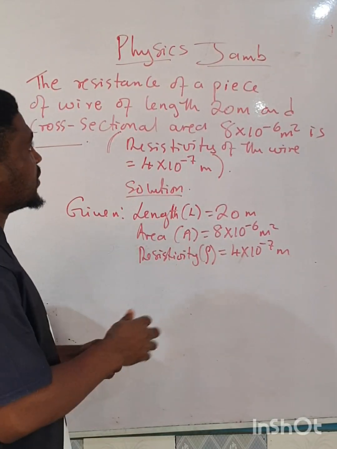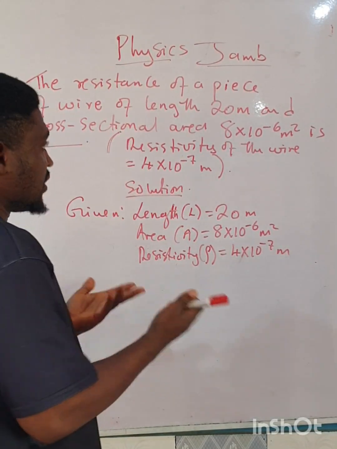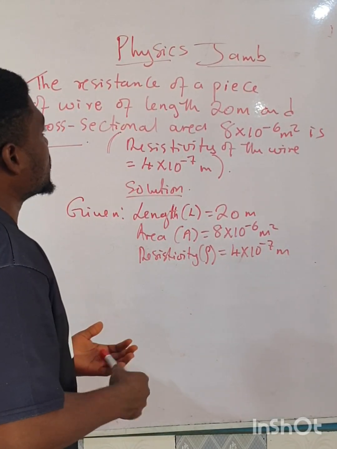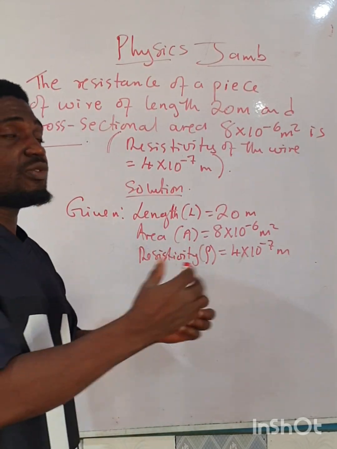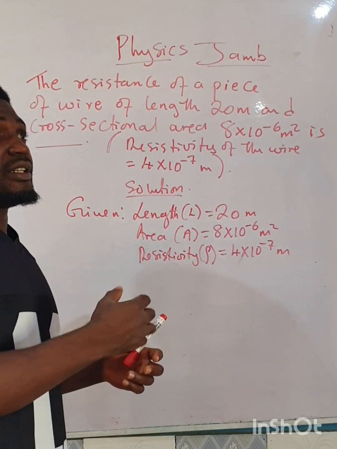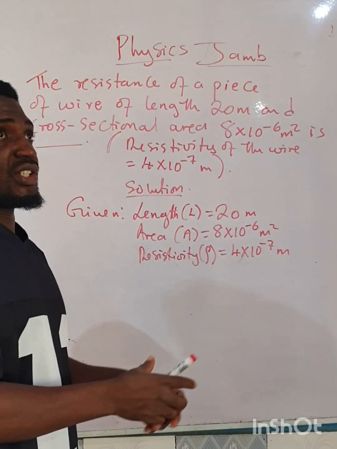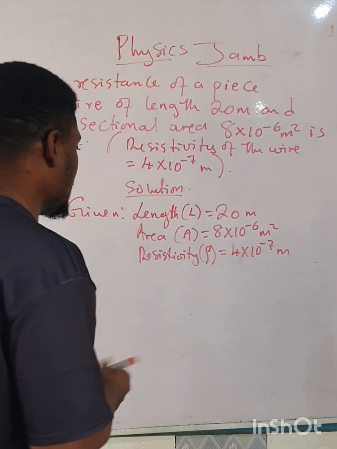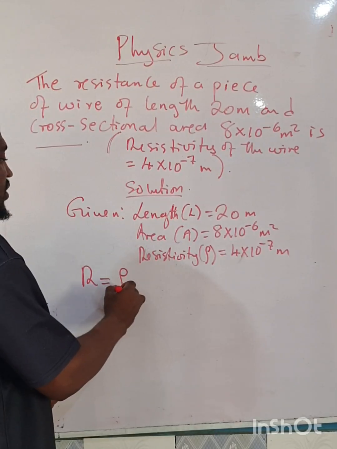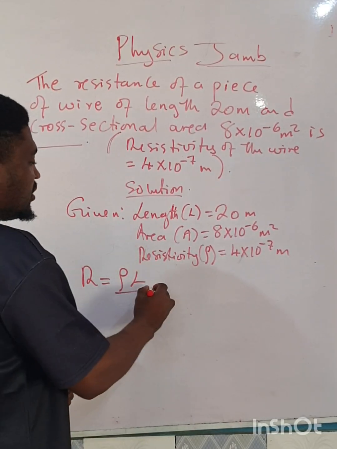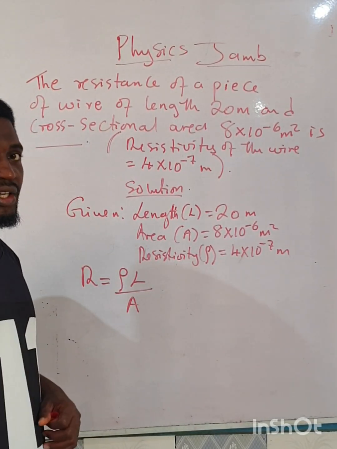Now, we are talking about the resistance of the wire. What is the resistance of the wire when its cross-sectional area is this and the length is this? There's a relationship between the resistance of the wire, the length of that wire and its cross-sectional area. The relationship is R equals the resistivity times the length of that wire divided by its cross-sectional area.